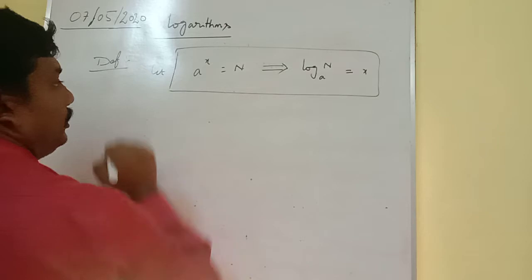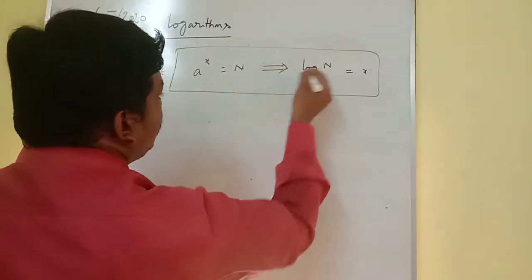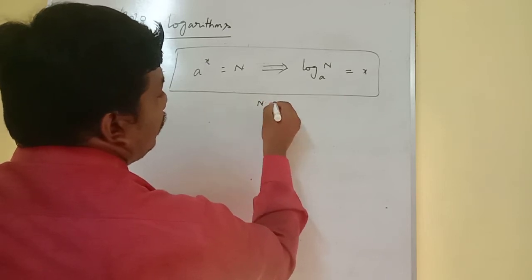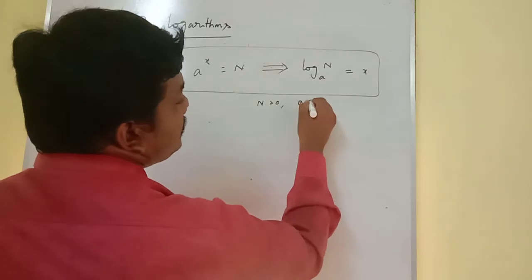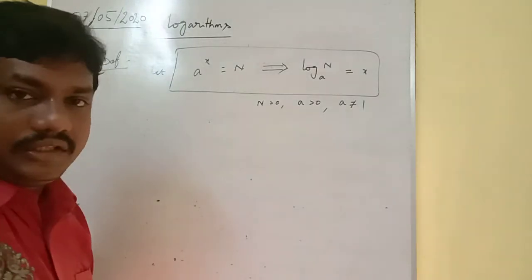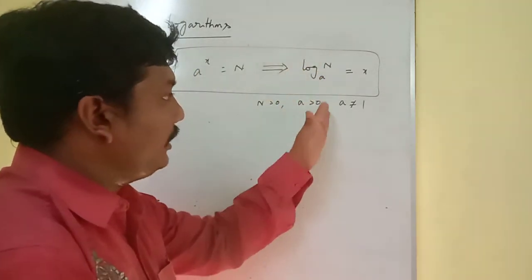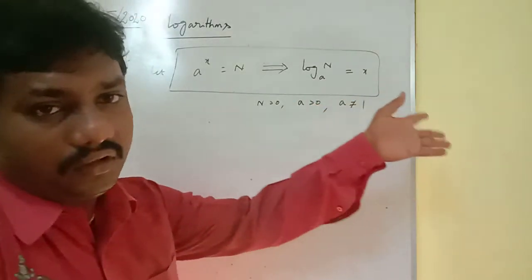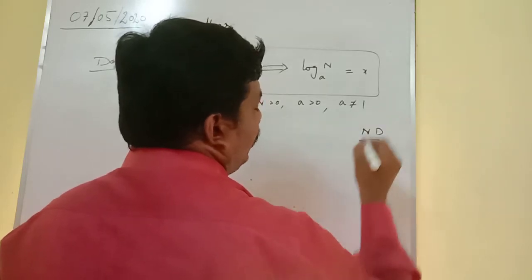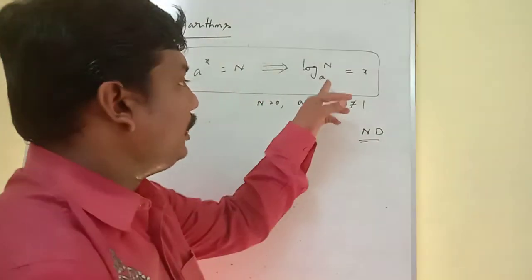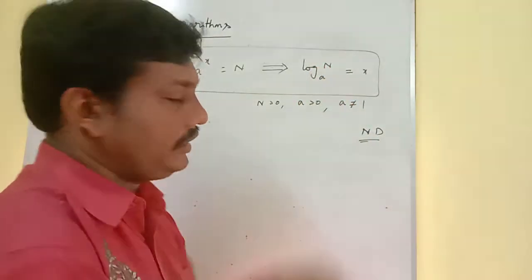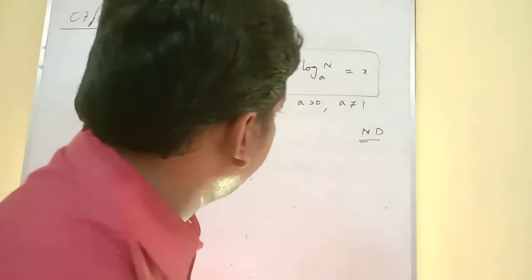This is the definition of logarithm, where the condition is n greater than 0, a greater than 0, and a is not equal to 1. Negative values, logarithm of negative values is not defined. And if you take base a less than 0, that is a negative value, or exactly 1, it is also not defined. Now we can see the properties of logarithms.